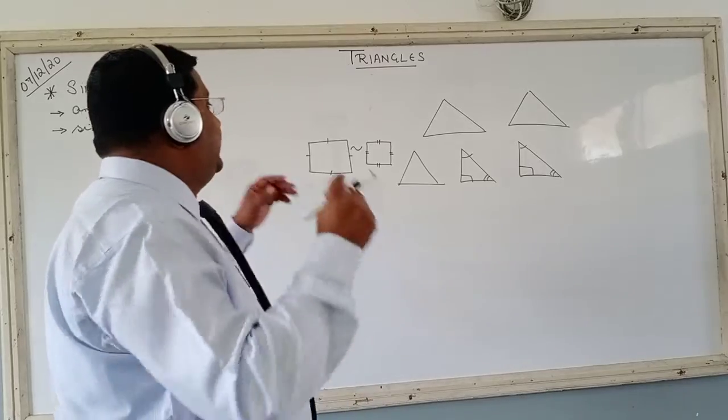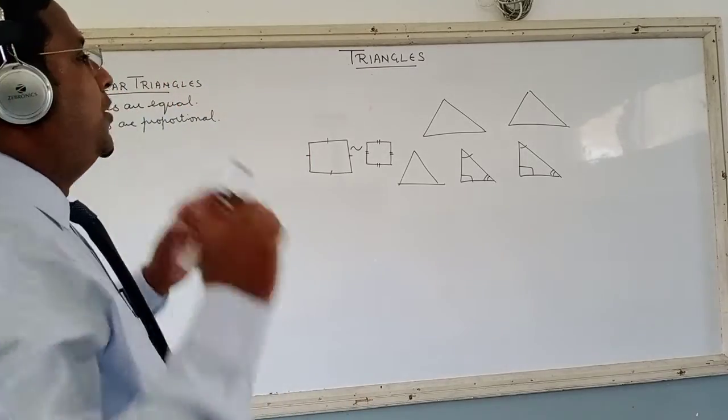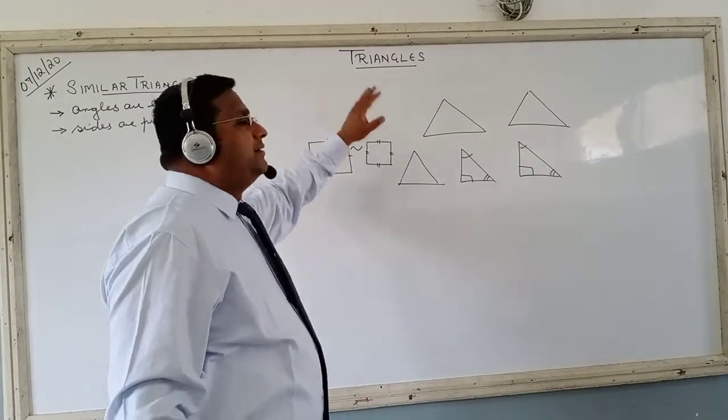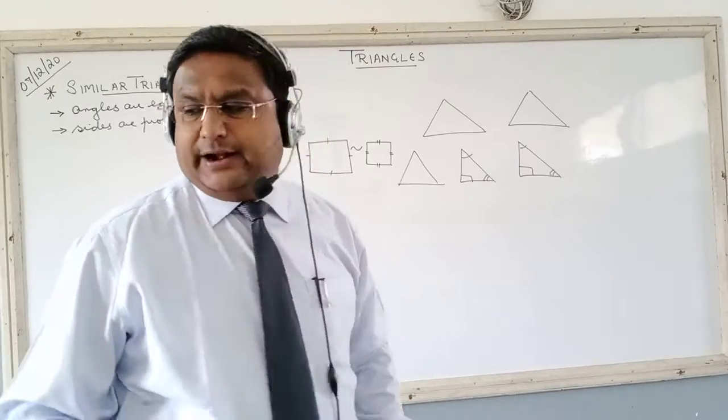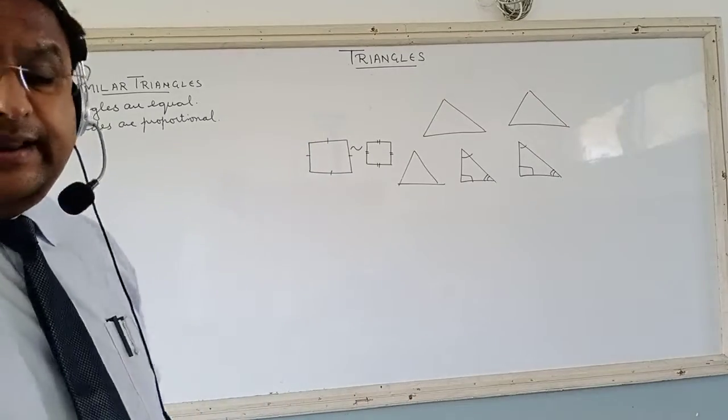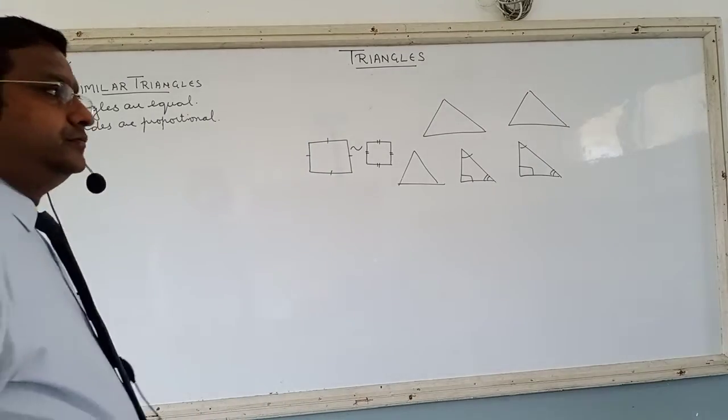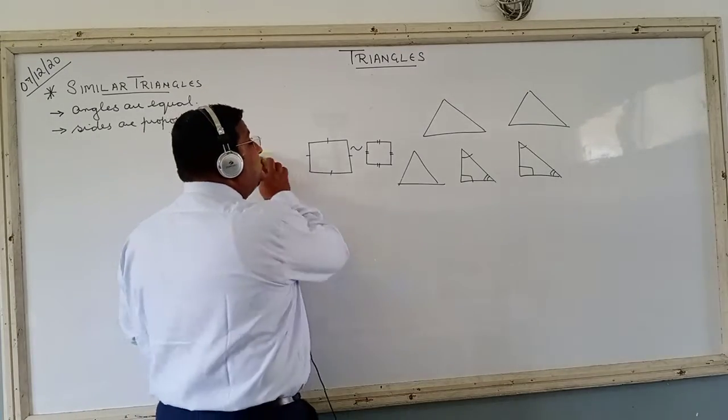So here, students, we are going to discuss similarity in triangles. So you understood what we mean by similarity? That they are equal in shape but different in size.